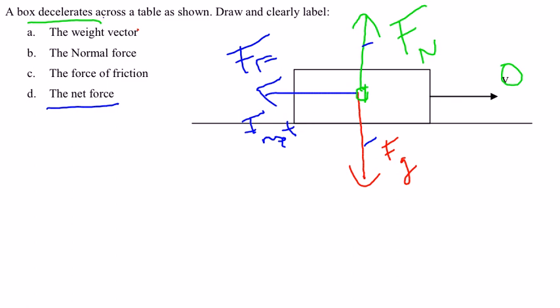Also, you see that it's decelerating. If it's decelerating, that means the arrow for the acceleration is going opposite the direction of the velocity. So it has to be going this way as well. So the net force is the same arrow as the force of friction. There you go.